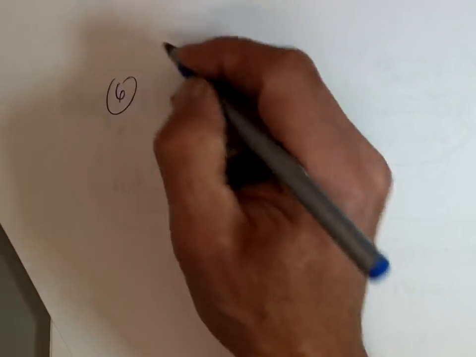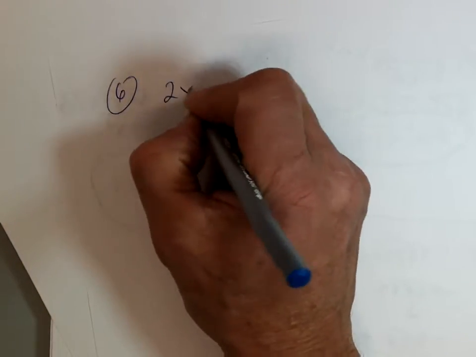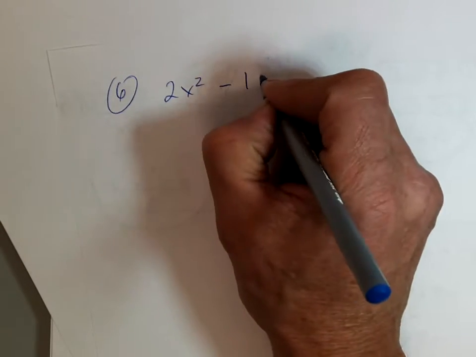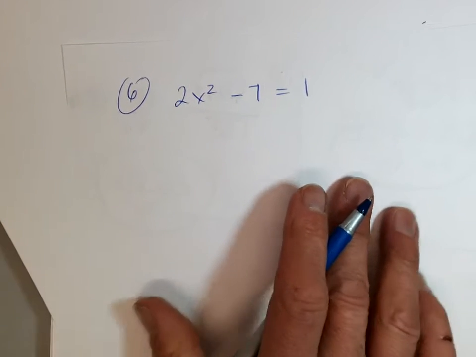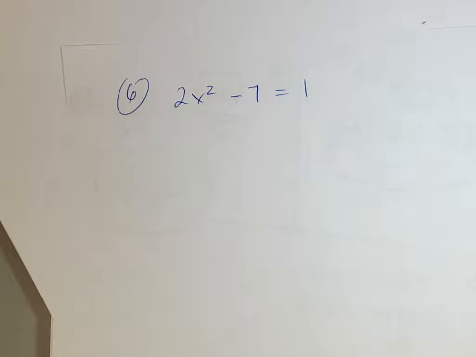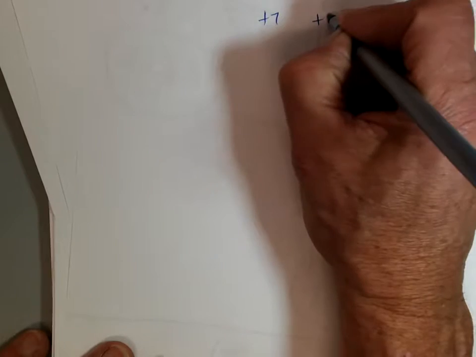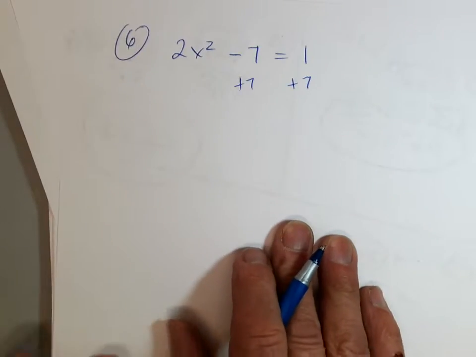Number 6 is solve by square roots, okay? I'm going to have 2x squared minus 7 equals 1. What does it mean by square roots? It won't factor. So what do I mean by square roots? Well, we're going to have to take a square root, right? But let's simplify it first. Plus 7, plus 7. You okay with that?